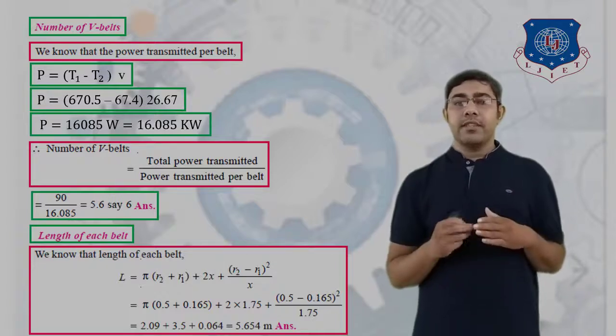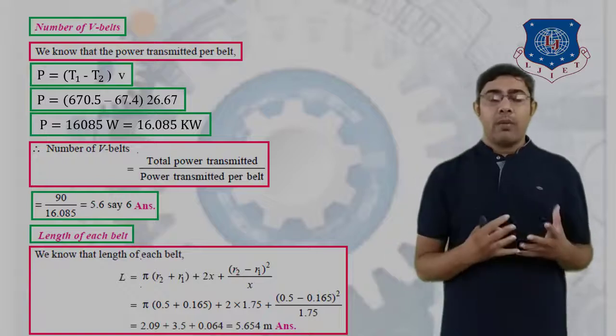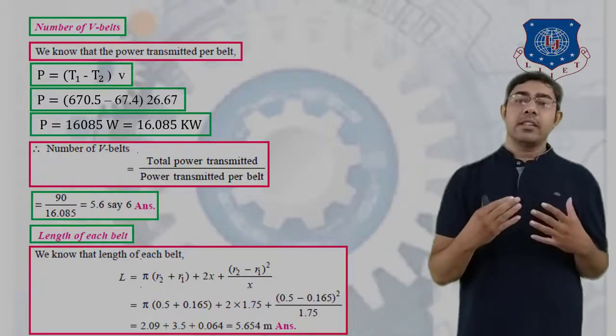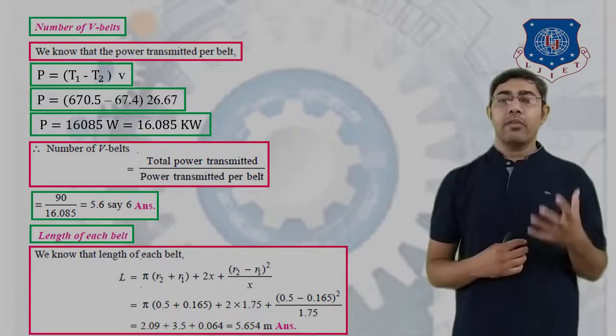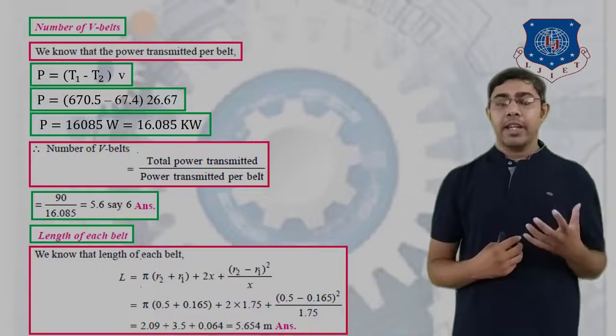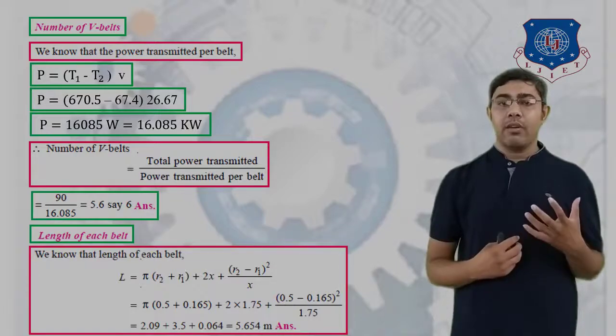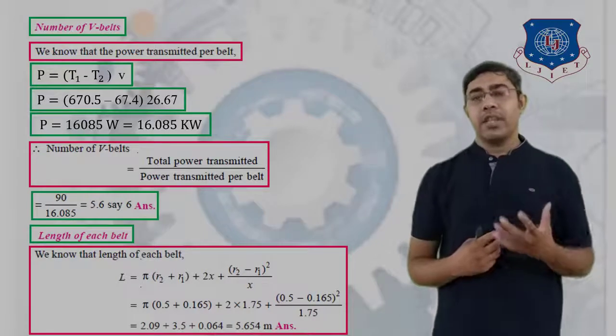So in this lecture we learned V belt drive problems, and in this problem we calculated the number of V belts required according to the given power rating, the power transmitting capacity of the V belt drive, and the length of each belt.